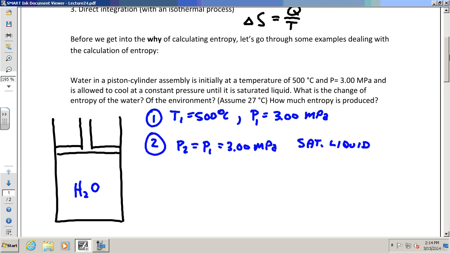And we've got 3 questions. What's the change in entropy of the water? What's the change in entropy of the environment? And how much entropy is produced total?